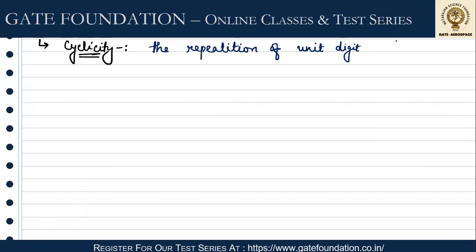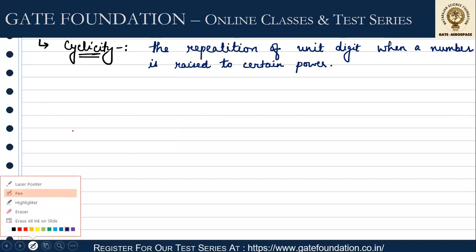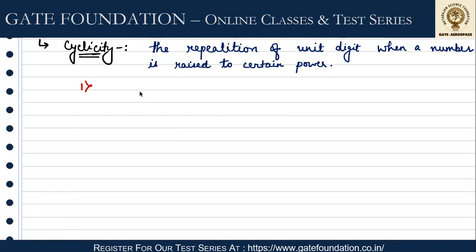So cyclicity is basically the repetition of unit digit when a number is raised to certain power. So when we raise the number to certain power, the unit digit repeats itself, and that is known as the cyclicity. For example, I will talk about the cyclicity of each of the digits. So if you have something whose unit digit is 1, we'll talk about 1. Now these are unit digits. I'll just repeat it. These are unit digits. So let's take it like this.